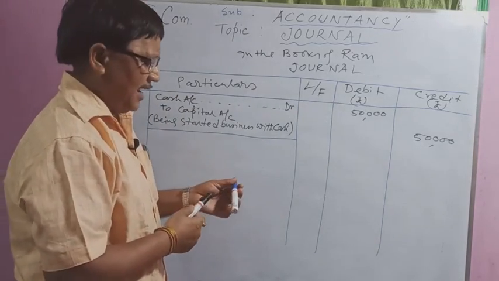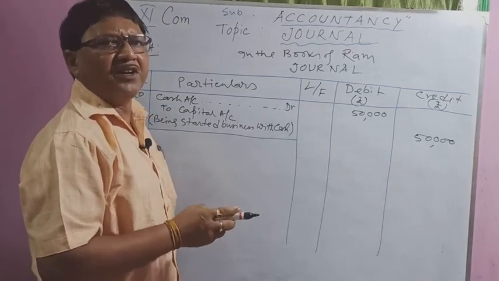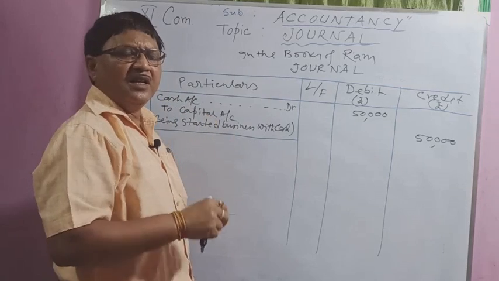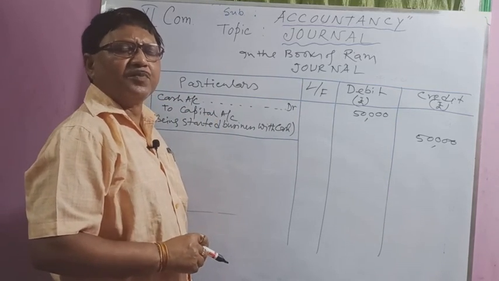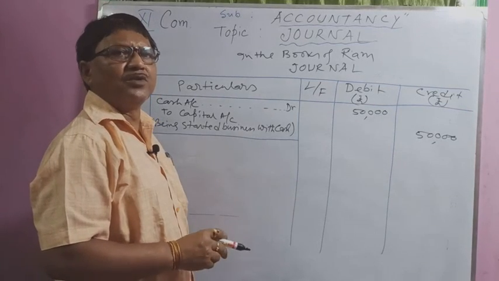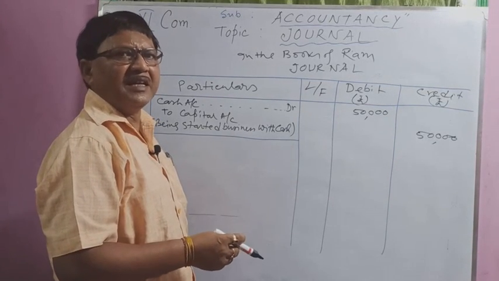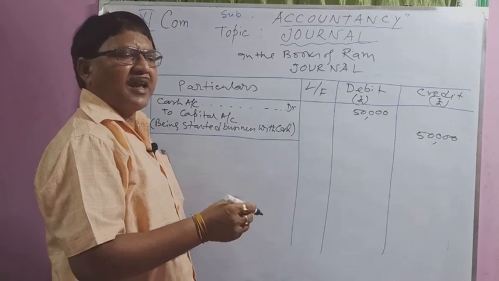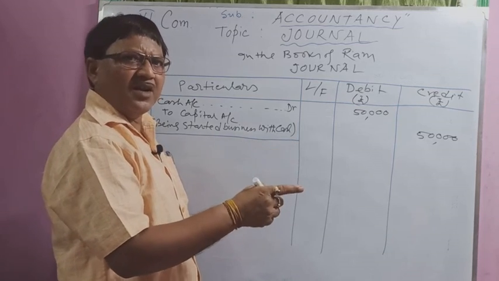Okay. Now next transaction: purchase goods for cash, rupees 10,000. You identify the two related accounts: one is cash and the other is purchase. Purchase, what type of account? Nominal account. The rule for nominal accounts: expenses and losses are debited, income and gains are credited. Now cash goes out, so it is credited. Now what is the journal entry?